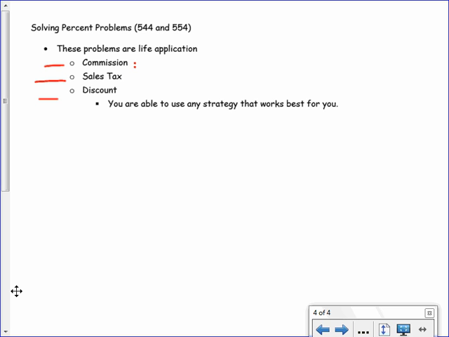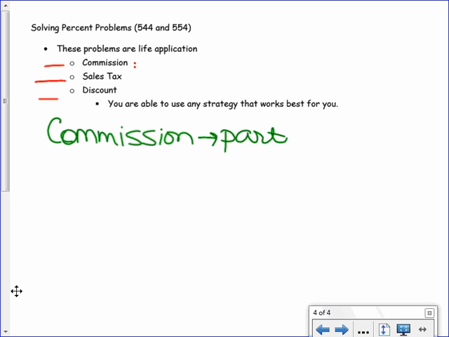So we're going to look at your turn number 2, and it's about Todd. Todd earns 20% commission on the sale of medical equipment. If Todd received $3,857.79 as a commission, what was his total sale? Okay, the commission will be the part, just like your sales tax is going to be the part, and your discount is going to be the part.